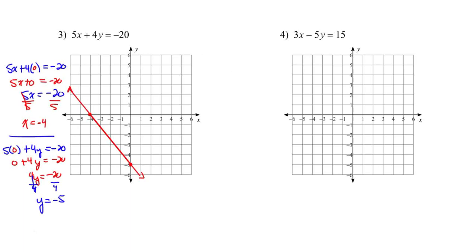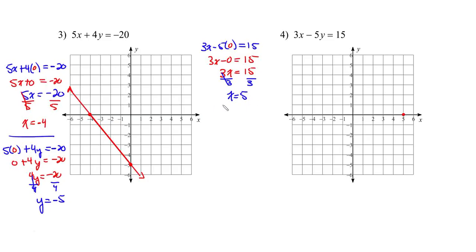All right, so let's go ahead and do the same thing for number 4. Let's find the x-intercept first by substituting 0 for y. So we get 3x minus 5 times y equals 15, and we're going to make y 0. Again, anything times 0 equals 0, and anything minus 0 equals itself. So we end up with 3x equals 15. Then we divide both sides by 3, and we get x equals 5. So we go to the x-axis, and we put a point on 5.